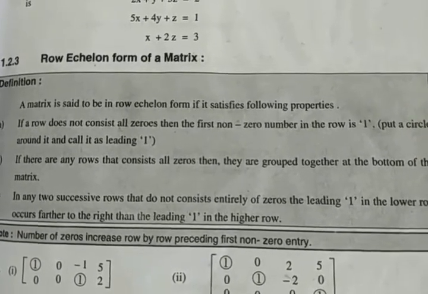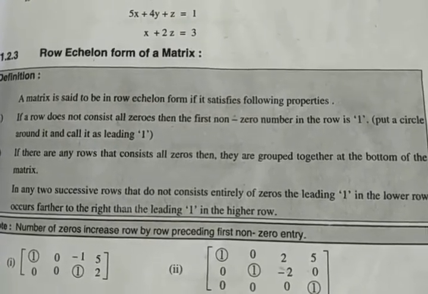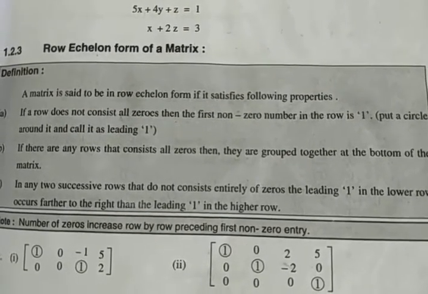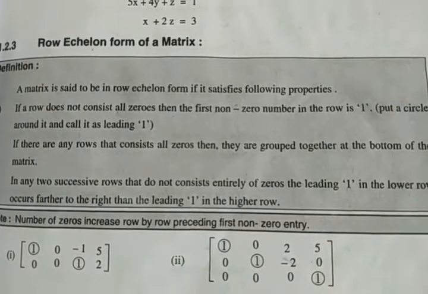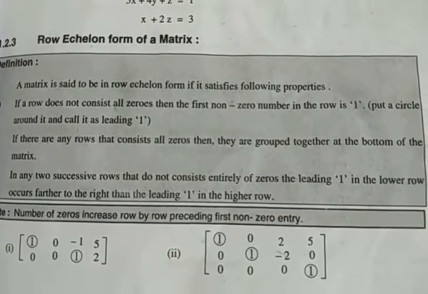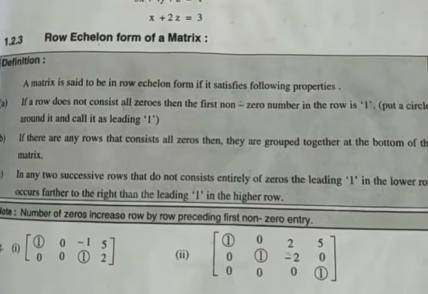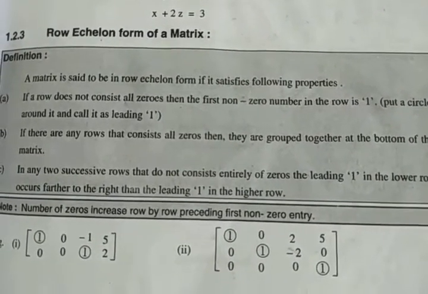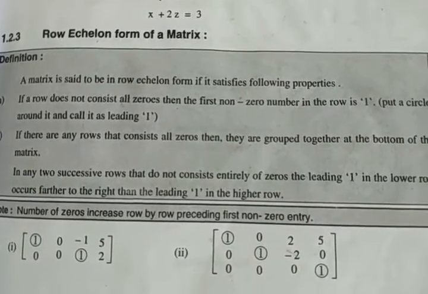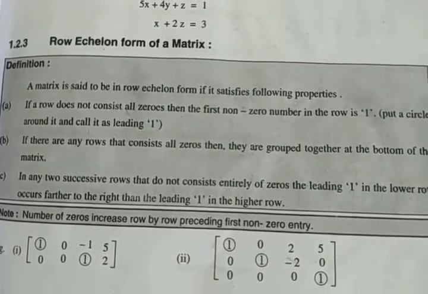Second property: if there are any rows that consist of all zeros, then they are grouped together at the bottom of the matrix. And the third property is: in any two successive rows that do not consist entirely of zeros, the leading 1 in the lower row occurs further to the right than the leading 1 in the higher row. Okay, this is the definition of row echelon form.